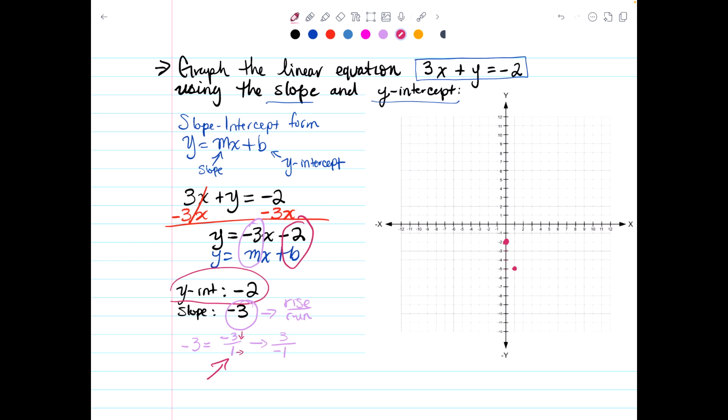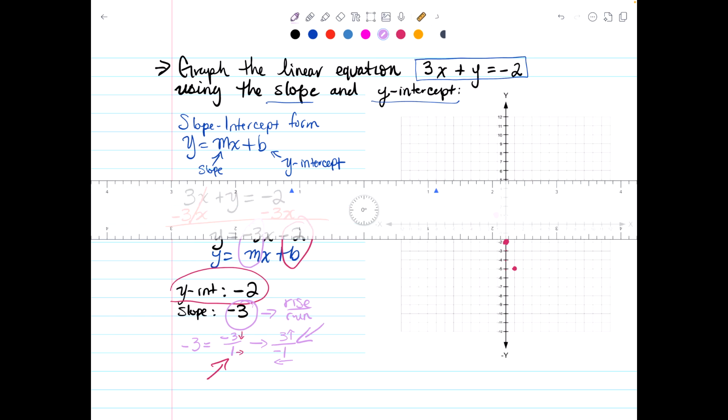If I choose to use my second option, then that means that I need to go up 3 and 1 to the left from my initial point or any point at this time. So let's start with our initial point and go up 3, 1 to the right to find our next point. 1, 2, 3, 1 to the right. So there's my other point.